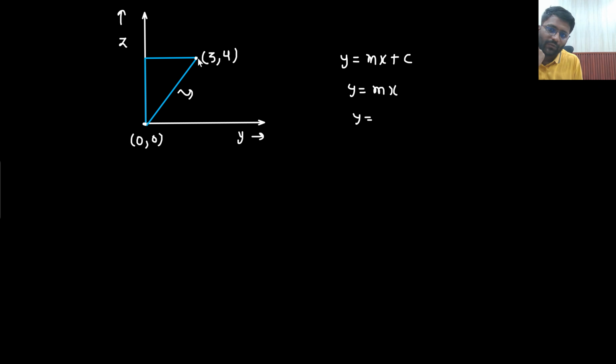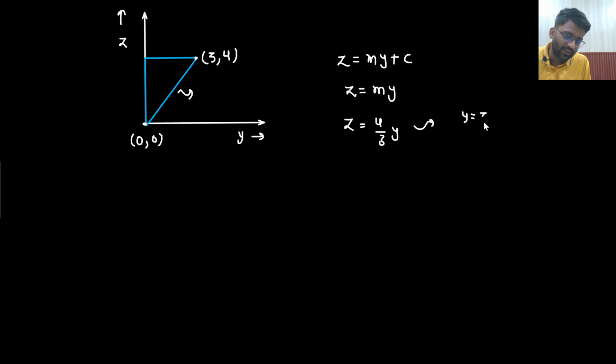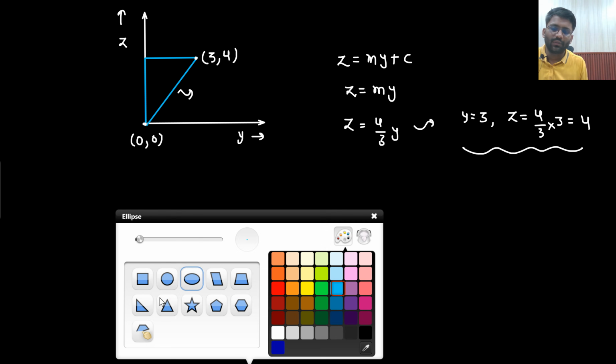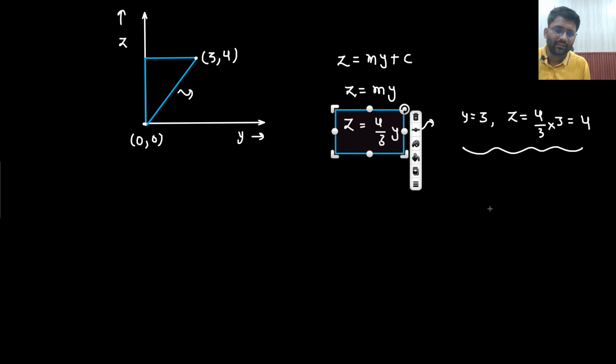What is the slope? In the z direction there is 4 distance. So, okay, it is z equals my plus c, because on the vertical axis there is z. So z equals 4 by 3 y. You can see, at y equals 3, if you put y equals 3 in this equation, z equals 4 by 3 into 3, which equals 4 only. So is this correct? Yes, it is correct. So z equals 4 by 3 y. This is what you will be getting.